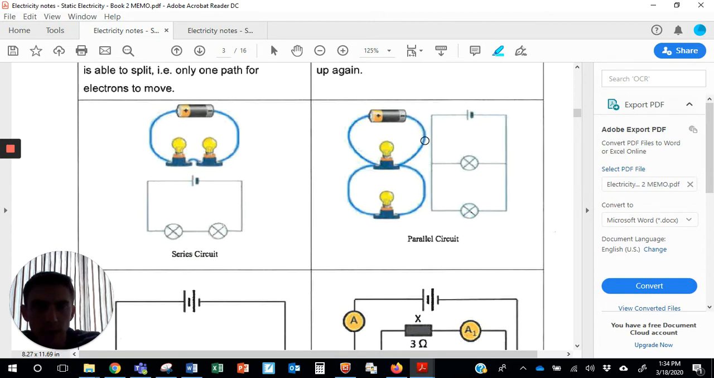The other way is to go from the negative terminal of the cell, not through the top light bulb, but through the bottom light bulb, and join up over there and back to the top. So in the circuit diagram, remember the long thin lines are the positive terminal, the short fat ones are the negative. If we were to go from the negative terminal of the cell at this point, let's make this a little bit bigger.